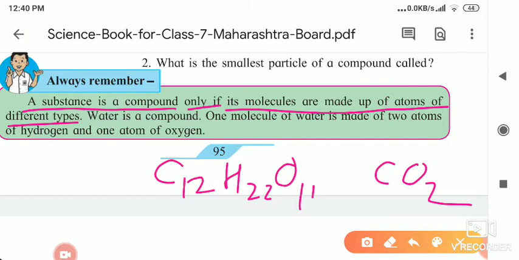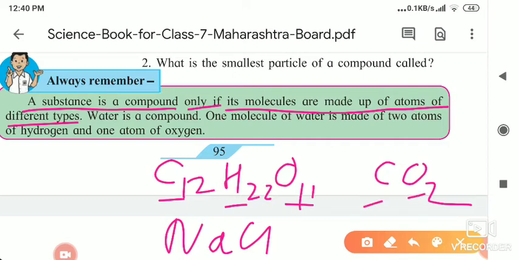So these are made up of what? NaCl. If these substances are there, they are made up of molecules with atoms of different types. So here carbon, hydrogen, oxygen combine and form a sugar molecule. Carbon and oxygen come together and form a carbon dioxide molecule, and sodium and chloride come together and form the salt molecule. So these are the molecules.